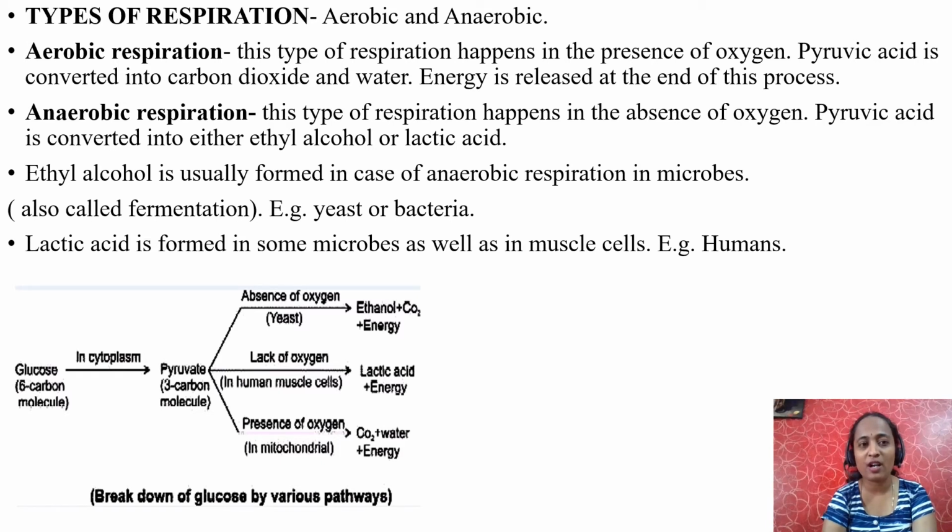In anaerobic respiration, there are two end products, ethyl alcohol and lactic acid, in two different organisms. Ethyl alcohol production takes place in yeast, bacteria and also in the seeds of plants. Lactic acid production takes place in human muscle cells in the lack of oxygen or partial availability of oxygen. This is important. This diagram is very, very important. The three pathways of glucose. Practice well.